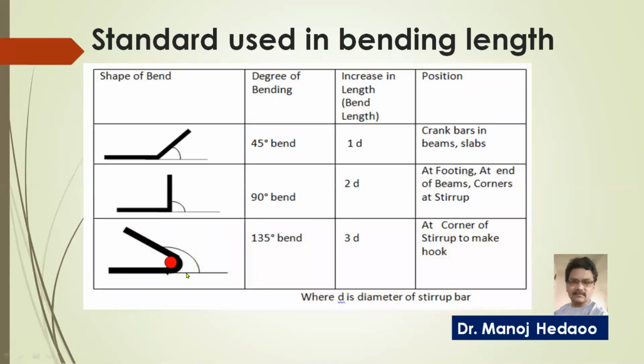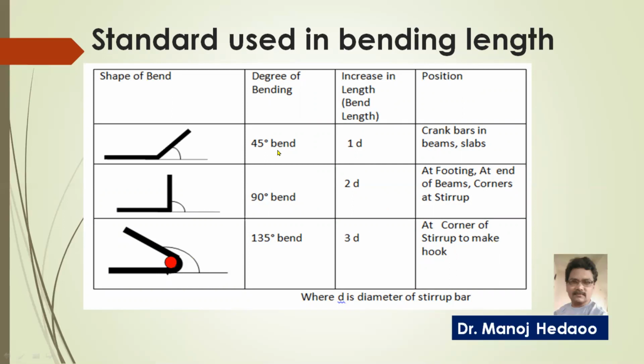Now third shape, when the bending is at 135 degree. In this case, the increase in length is taken as 3D. It is provided at corners of stirrup to make hook. So here from figure you can see, to make a hook we have to bend this bar at 135 degree. So here as degree increases, your bend length also increases.